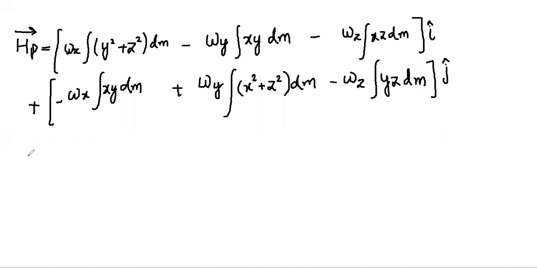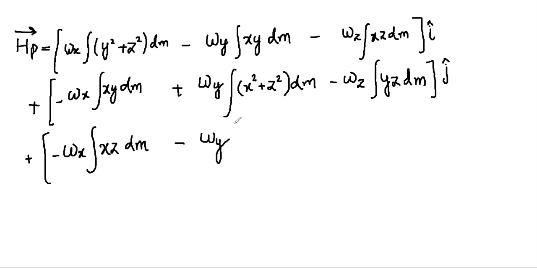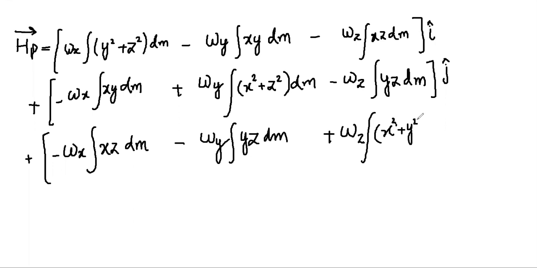Then we have minus omega x integral of xz dm, minus omega y integral of yz dm, plus omega z integral of x square plus y square dm, and this is along k cap. So this is the expression that we had written last time, okay?